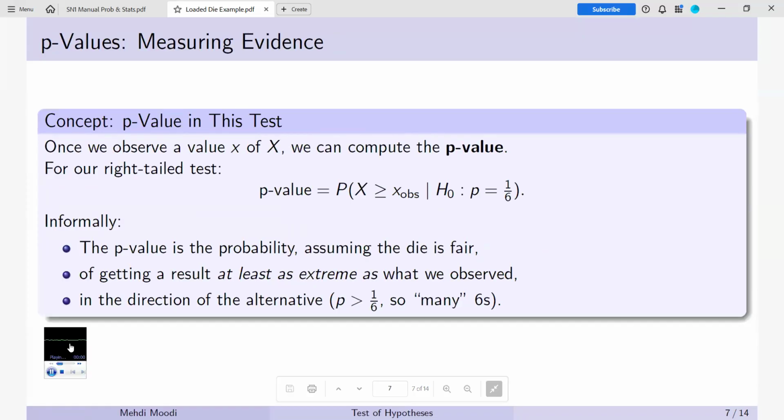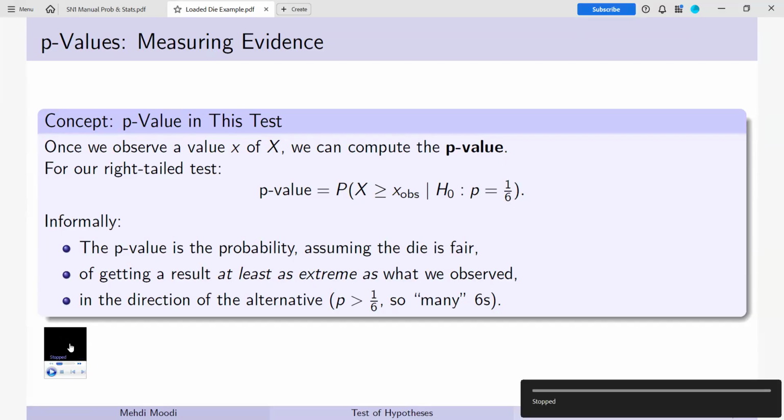The p-value is a measure for how surprising the observed result is under the assumption that the null is true. To calculate it, we temporarily assume the die is fair and ask, what is the probability of getting this result or something more extreme in the direction of the alternative? Small p means, wow, that would almost never happen with a fair die, so the fairness story looks doubtful.